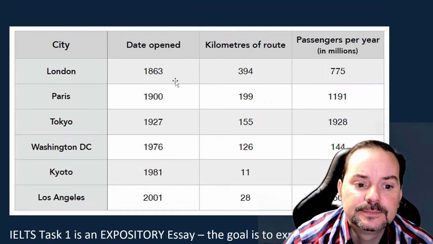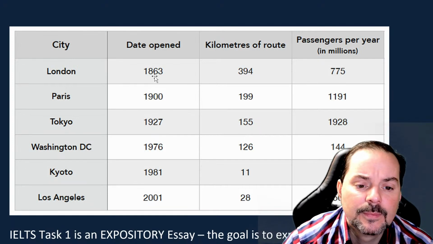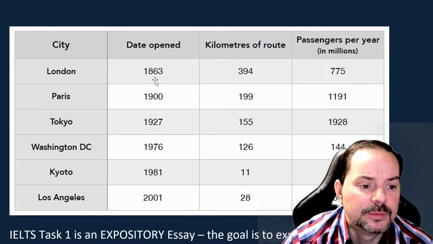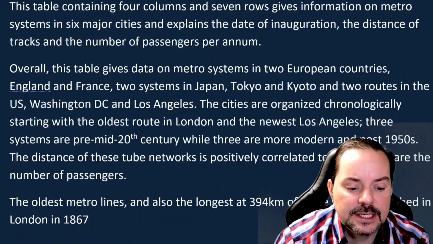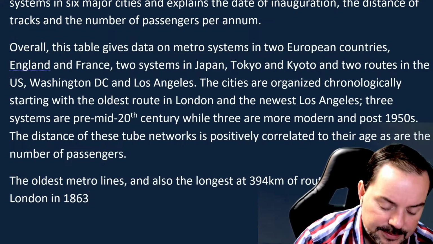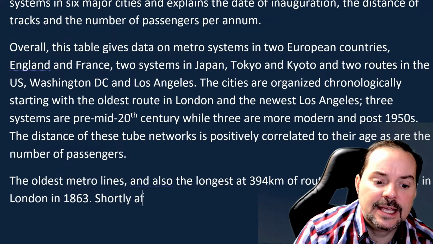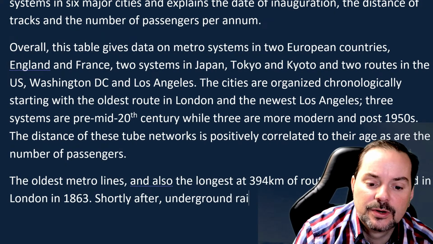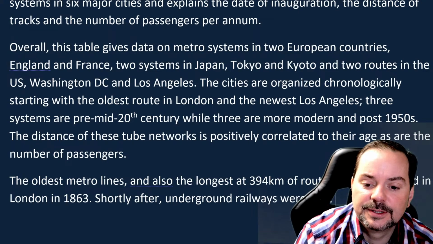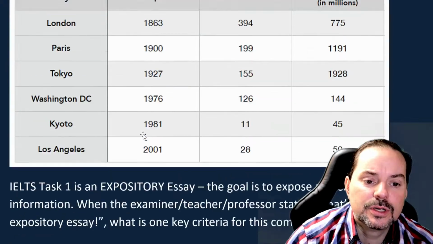Okay. All right. 1863. Don't make mistakes with data. Okay. 1863. Shortly after, underground railways were built in Paris and then Tokyo.